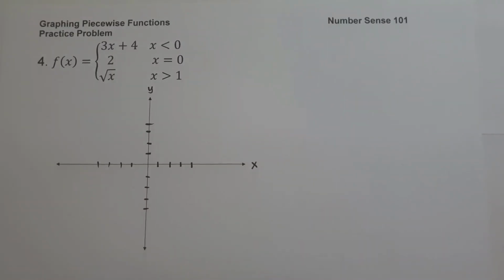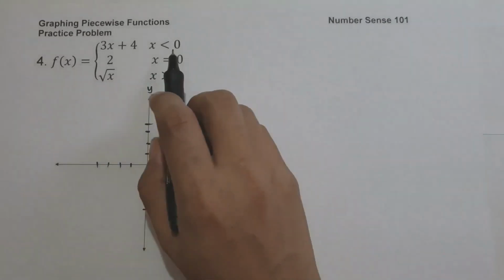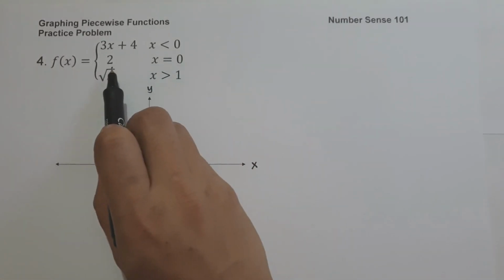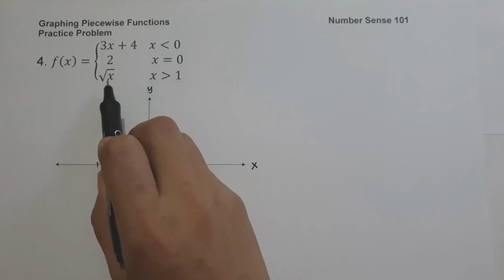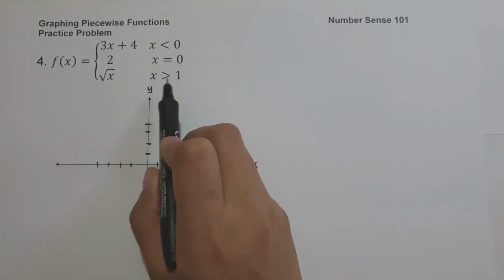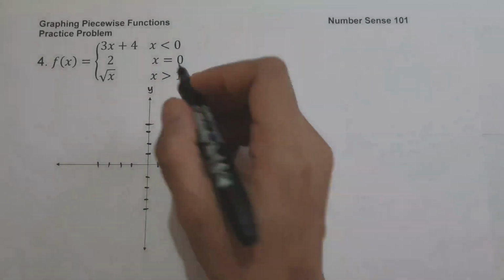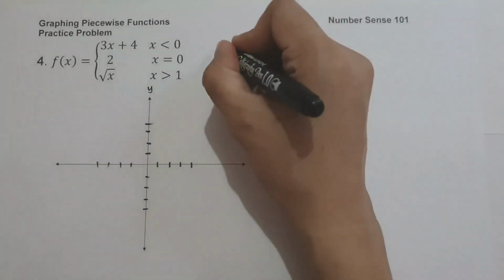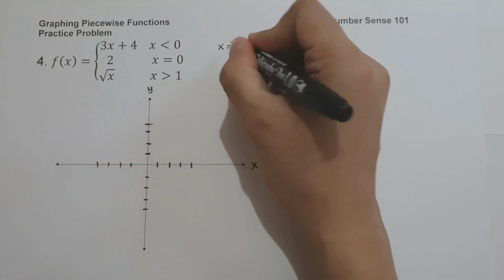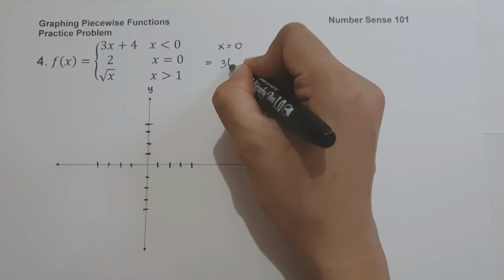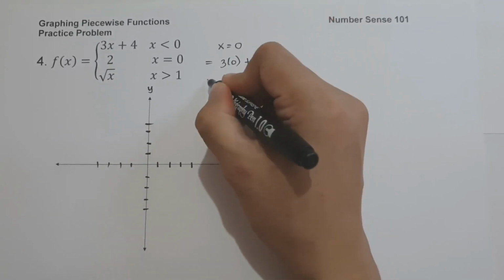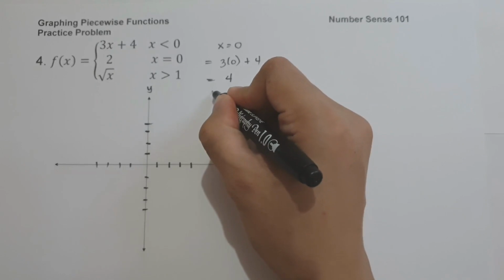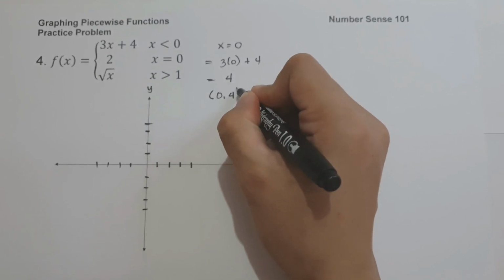On example number 4, f of x is equal to 3x plus 4 when x is less than 0, and it's equal to 2 when x is 0, and it's equal to square root of x when x is greater than 1. So let us have 3x plus 4 when x is less than 0. So let's say x is 0. This will be 3 multiplied by 0 plus 4, and this is 4. So we are going to have 0, comma 4.